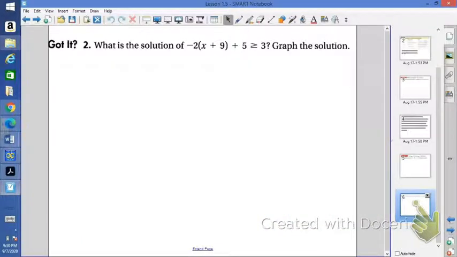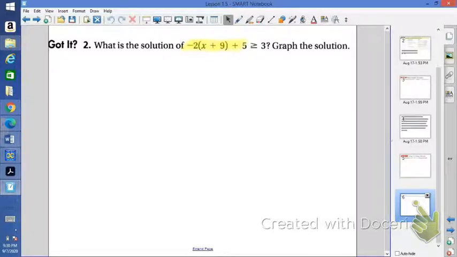Okay, the last example we have: what's the solution of the inequality? And again, graph the solutions. So, treat the inequality like an equation. How would you solve an equation? Well, you'd first begin by seeing, hey, can I simplify anything on the left-hand or right-hand side of the inequality sign? And the answer to that question is yes.